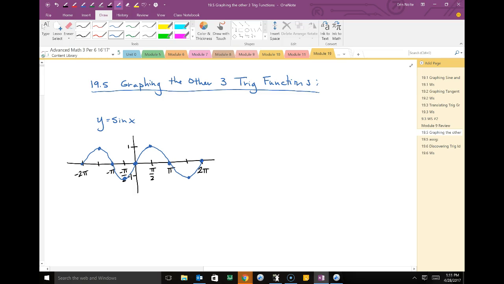Okay, now check this out. Since we're talking about the reciprocals, the reciprocal of sine would be 1 over sine, right? Which by definition is the cosecant function.